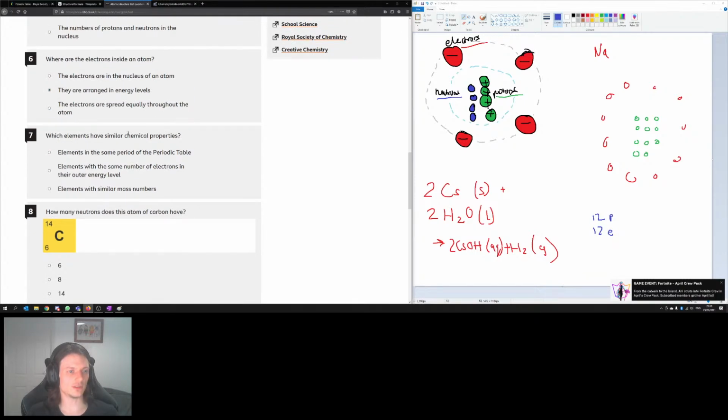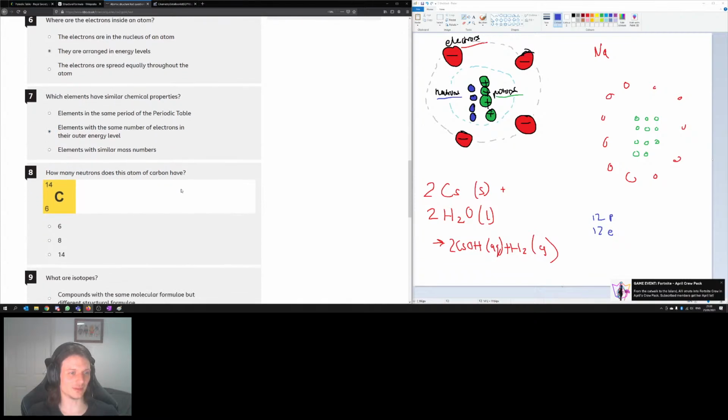Which elements have similar chemical properties? Elements in the same period of the periodic table. I was going to say groups, so I guess elements with the same number of electrons in their outer energy level would have similar properties, so that makes sense. Elements with similar mass numbers.